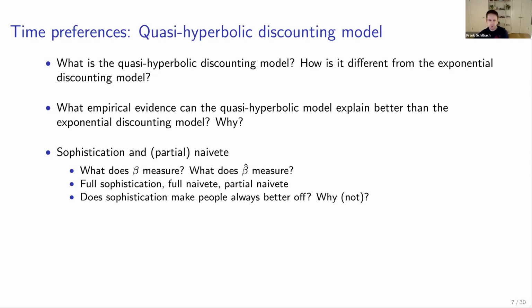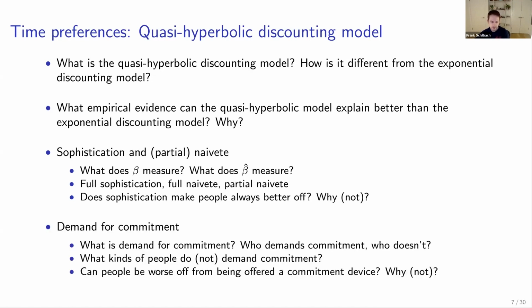And answer questions such as, does sophistication make people always better off, and why or why not, if that's the case? Further, you should understand what is demand for commitment, who demands commitment and who doesn't. So are fully sophisticated or fully naive people or partially naive people potentially demanding commitment? What are the conditions under which somebody demands commitment? And what kinds of people do not demand commitment, and what kinds of people benefit from doing so? And in particular, can people be worse off from being offered a commitment device, and why is that, or why not?